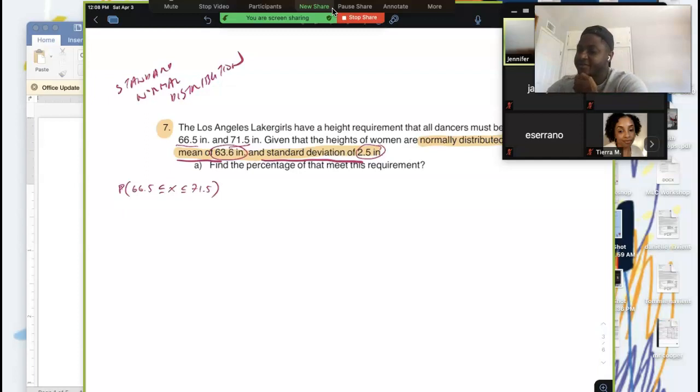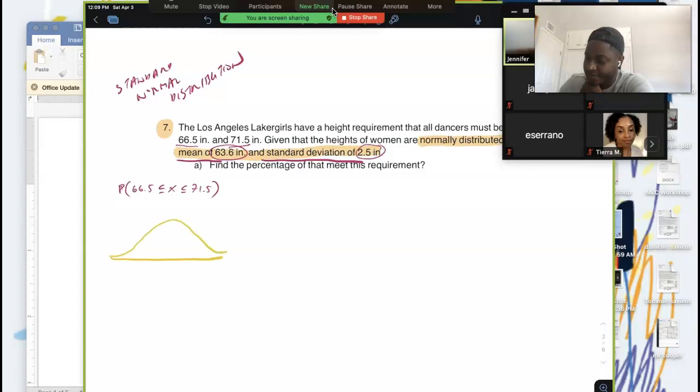So the idea is that we're looking at a graph. I'll just draw the graphs below. We know it's normally distributed. Remember that your mean is always in the middle, so you have your 63.6 here. Then here's your 66.5, and then 71.5. And we want to find the area that's here.